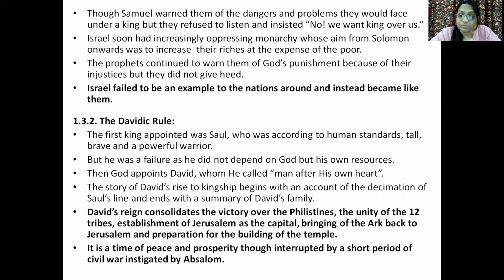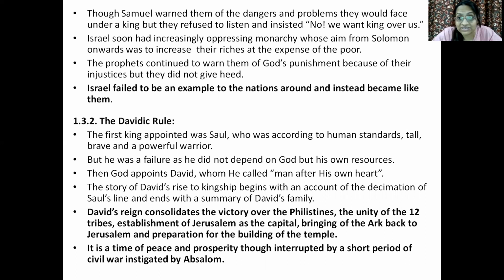Saul belonged to Benjamin, so we see that the line of Benjamin is, in a way, cleared now. It is stopped in the kingship, because he did not obey God and did not follow God. And David's rise brought up Judah as the tribe, and with him David's family also came in. So this ends with the rise of David's family and the fall of Saul's family and tribe. David's reign consolidates the victory over the Philistines.